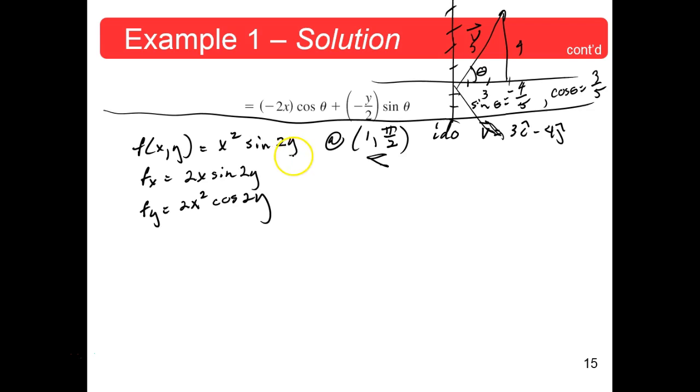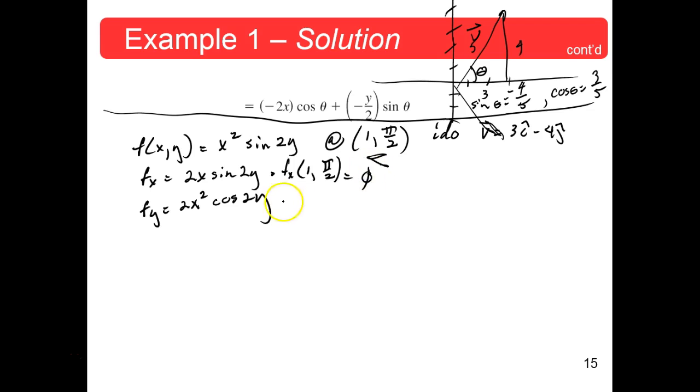So f sub x at 1, pi halves is what? We have 2 times 1, which is going to be 2, times the sine of 2 times pi halves. 2 times pi halves is 2 pi halves, which is pi. And what's sine of pi? Sine of pi is 0. Yeah, all that for nothing.